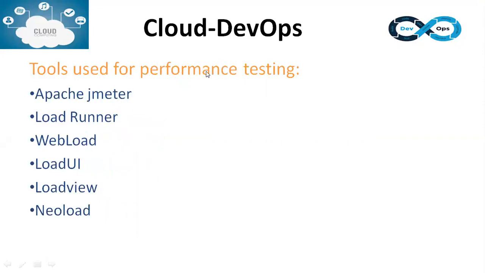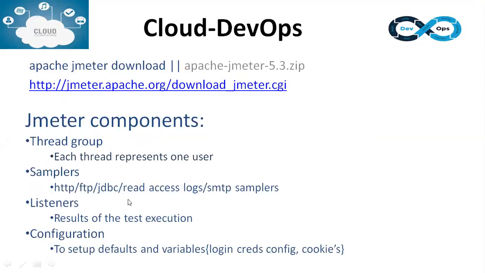So as we already discussed regarding the performance tools, these are all the tools we can use: LoadRunner, Apache JMeter, WebLoad, LoadUI, LoadView, EOLoad. So we will use Apache JMeter today. You can go to jmeter.apache.org and download Apache JMeter, and the version which is available right now is 5.3, and you can download that zip file.